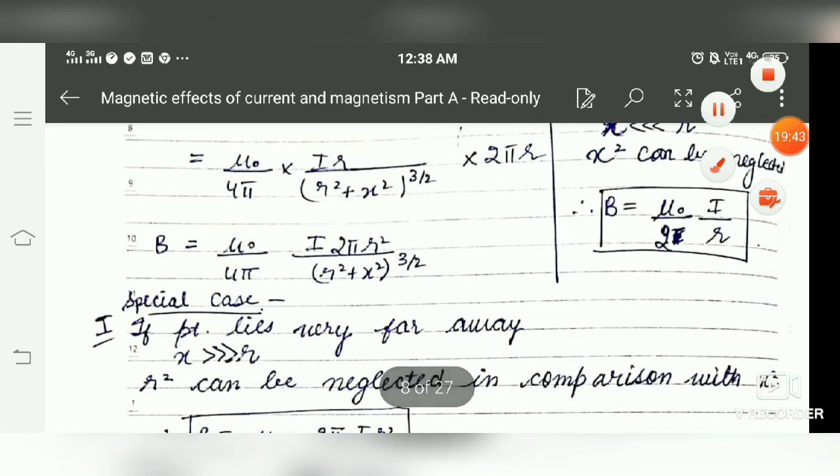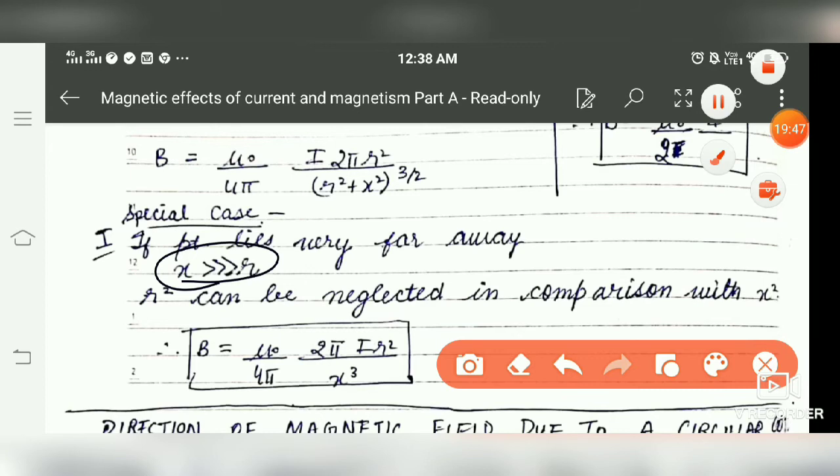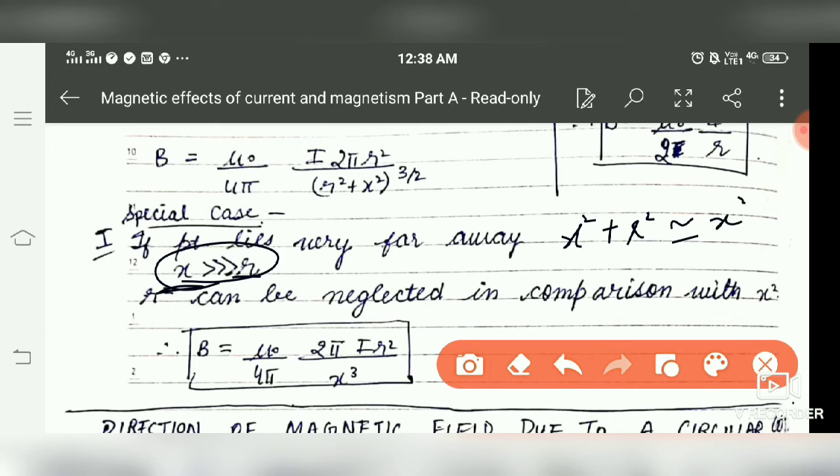We have some special cases. If x lies very far away from the loop center, x is very large as compared to R, then in that case x square plus R square will be approximately equal to what? x square. So we get this thing over there.